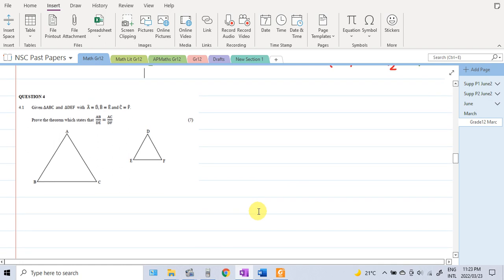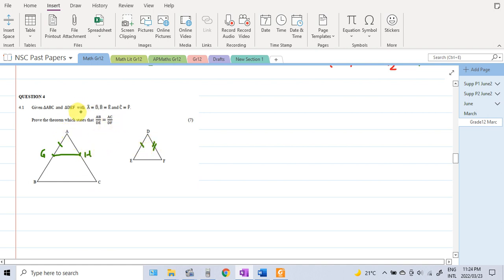So what we need to write here is mark off a point here on AB and call it G. Mark off a point on AC and call it H, and then join GH. So when you're marking off a point on AB, which is the point G, we need to say such that AG is equal to DE. Mark off another point on AC, which is AH is equal to DF.